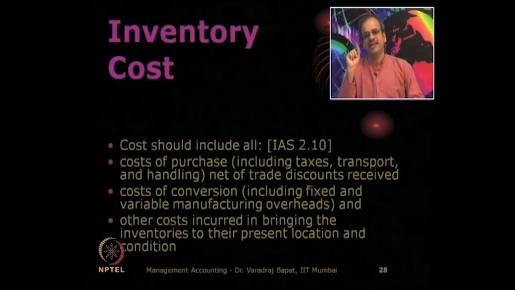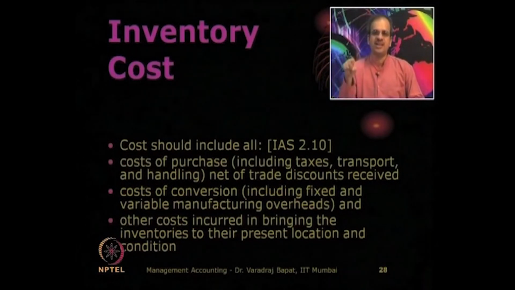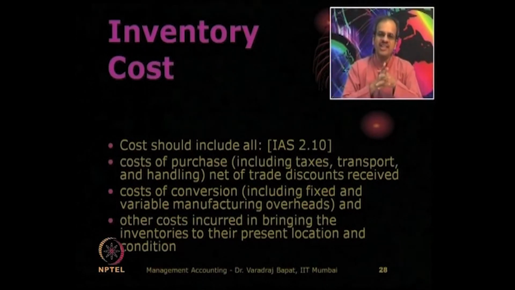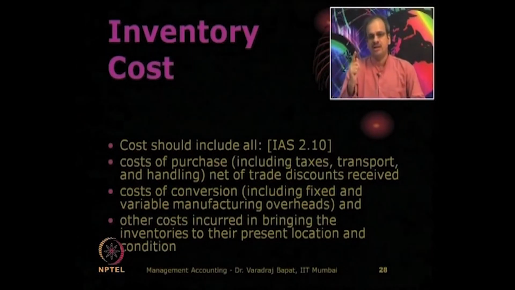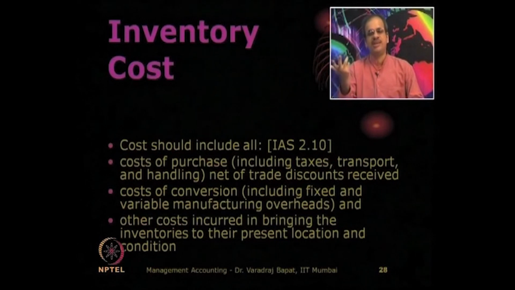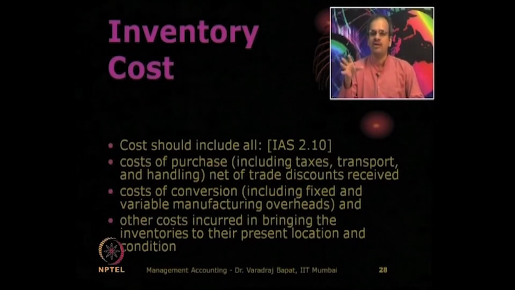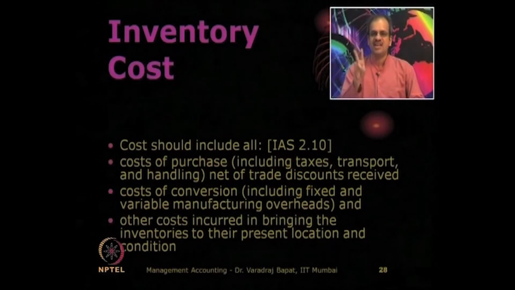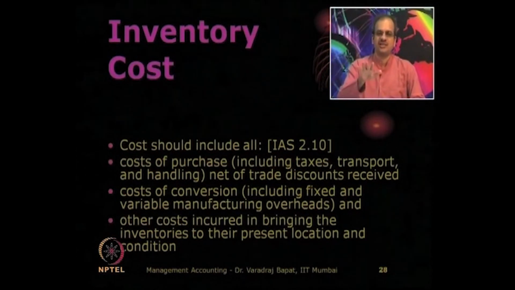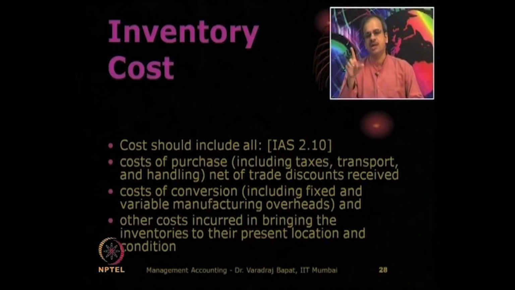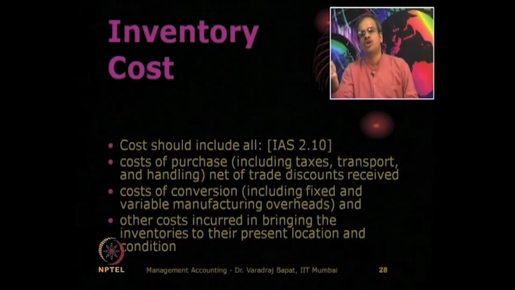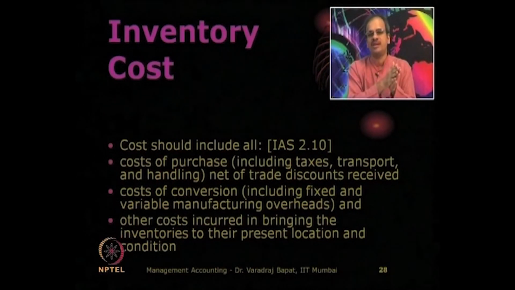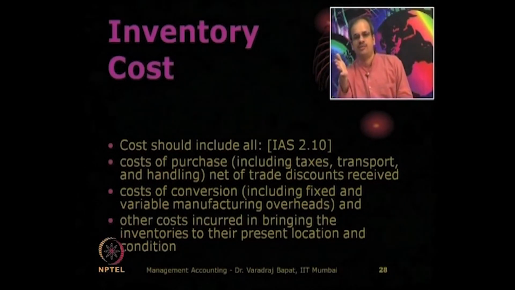Here the definition as per International Accounting Standard 2.10 is given. The cost of inventory is to include, number 1, the cost of purchase, which is pretty common sense, what you pay for. But you should not forget to include taxes, transportation and handling charges on all the purchases, and you will have to reduce the discount which you avail. That is why it is the cost of purchase net of trade discount.